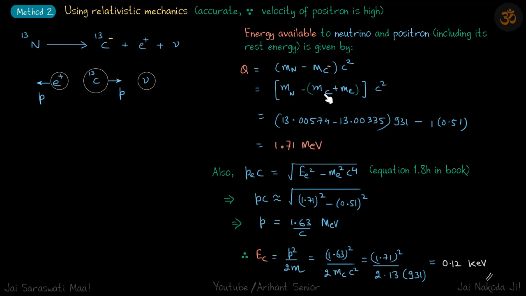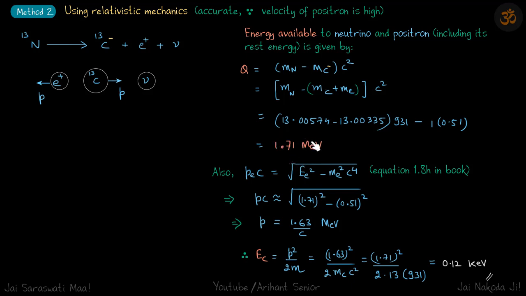So we are given mc, we are not given mc minus. So we'll write this as minus mc plus me. So we'll take this extra electron out, and now mN minus mC we know to be this, and me into c square will be 1 into 0.51. So this gives 1.71 mega electron volt.